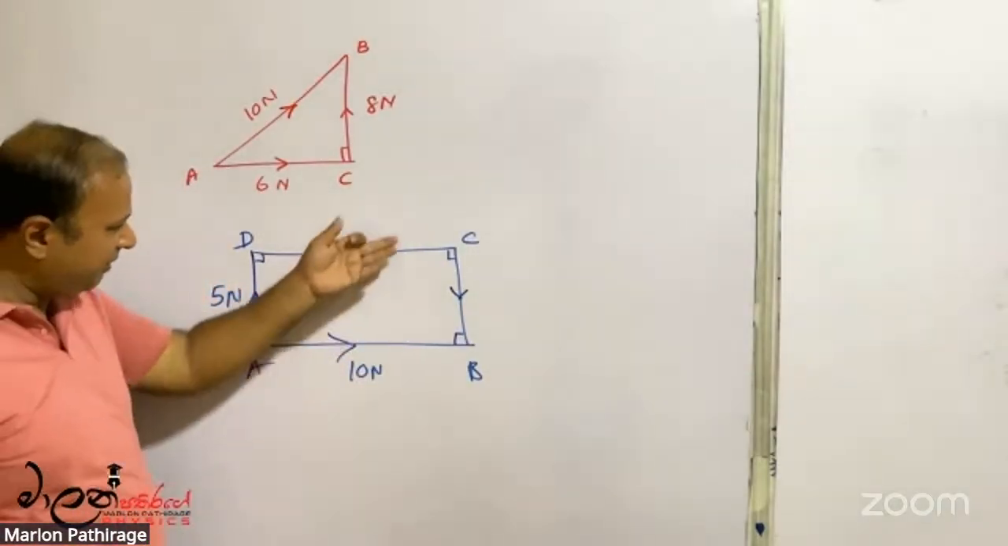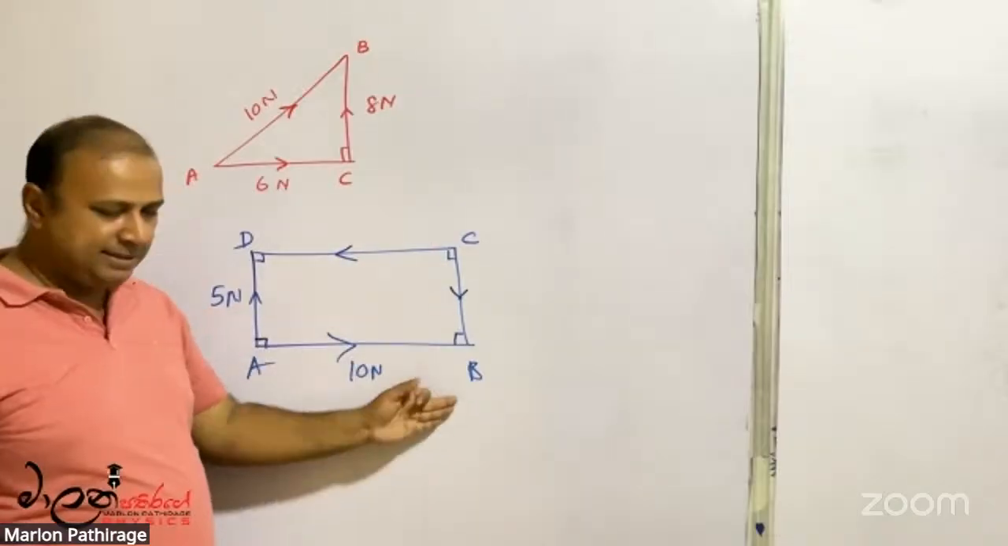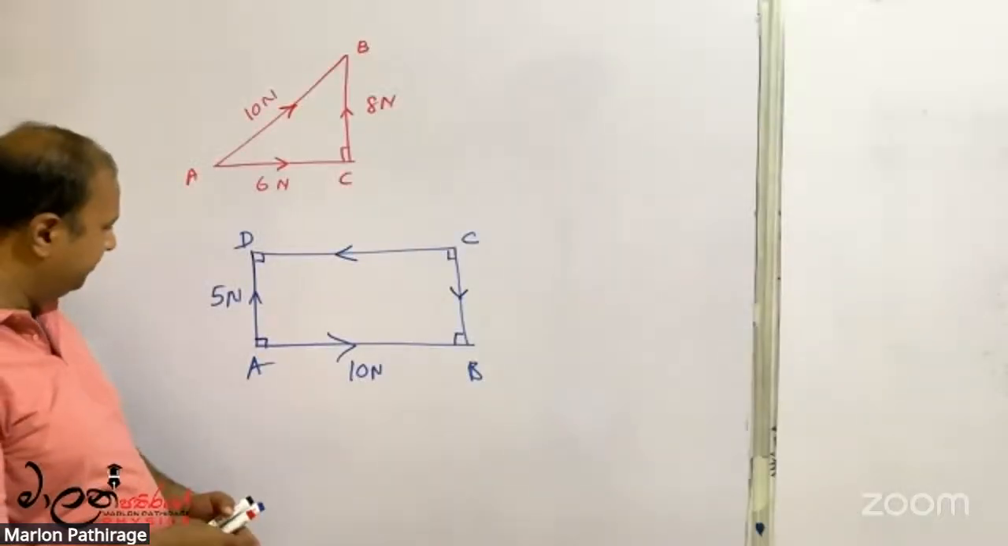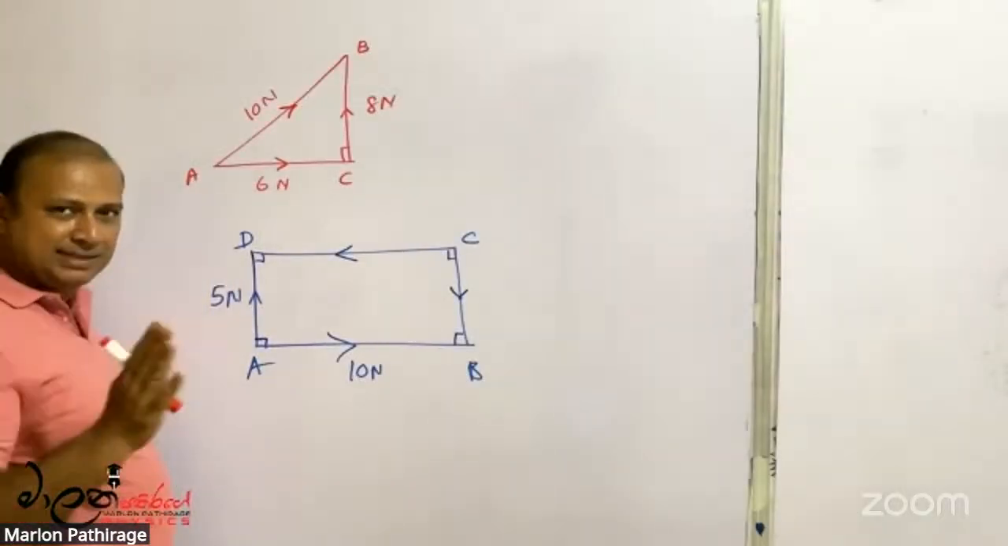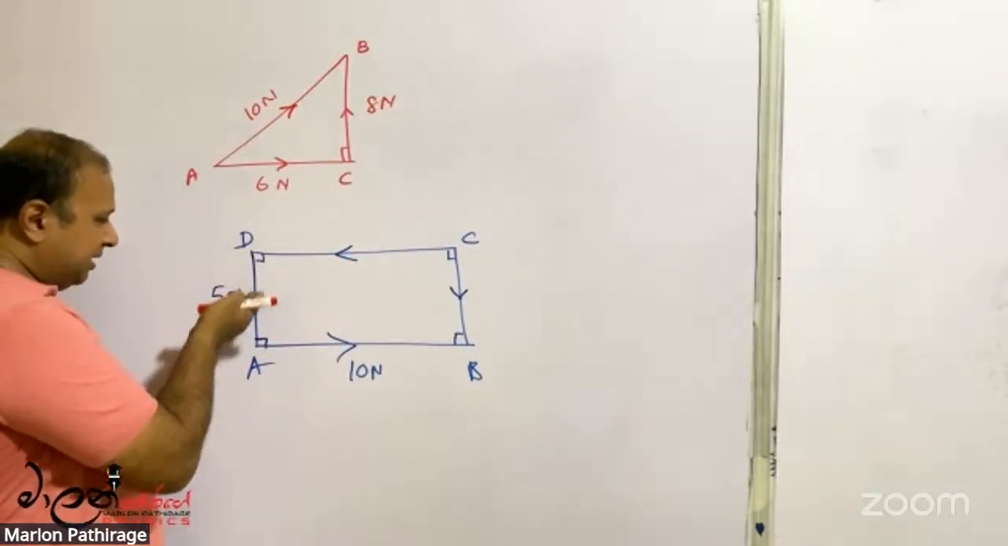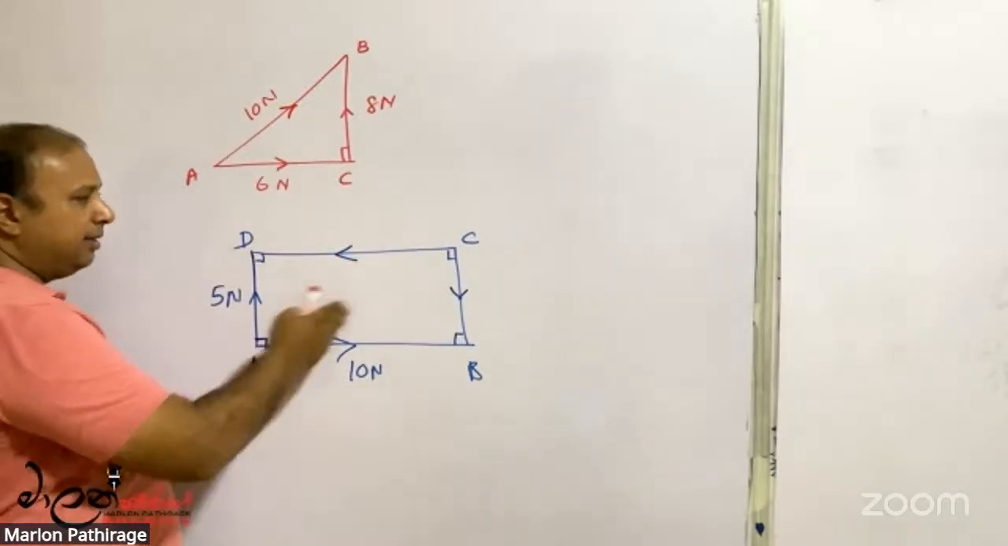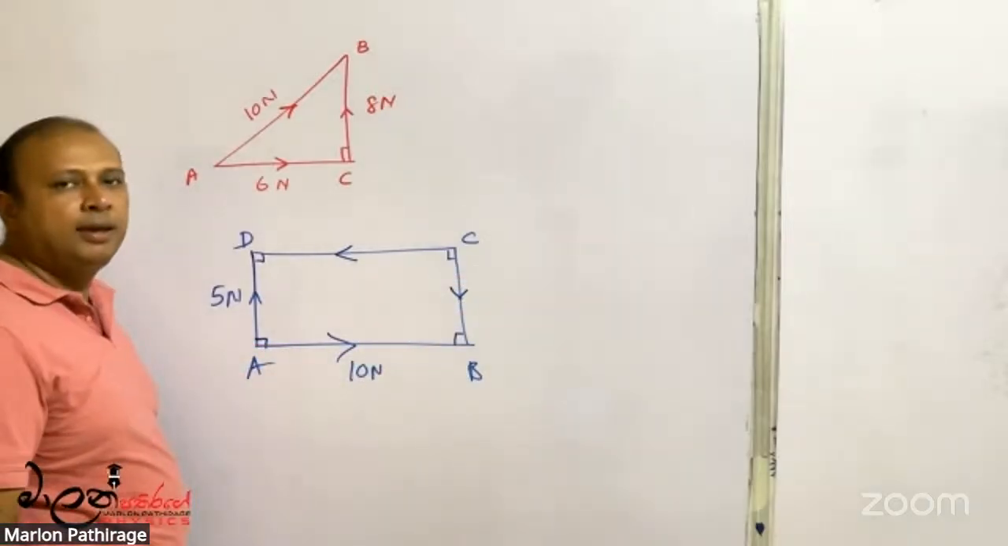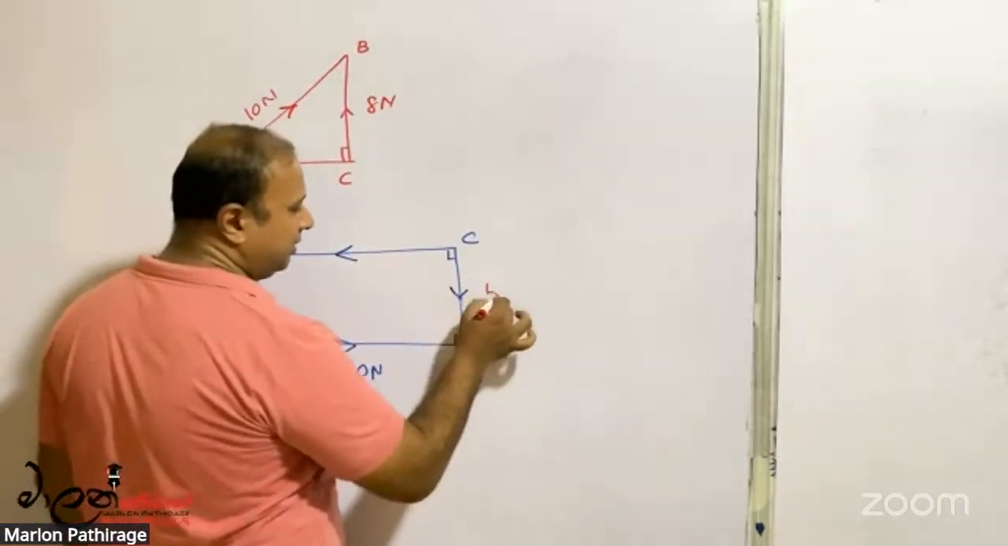So what is the magnitude of CB vector? 5 Newton. It should be 5 Newton, because as this is a rectangle, this length and this length are equal, and this length is proportional to 5 Newton. Therefore, definitely this length should be proportional to 5 Newton. That is our argument.